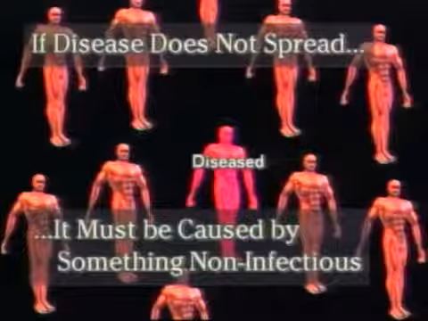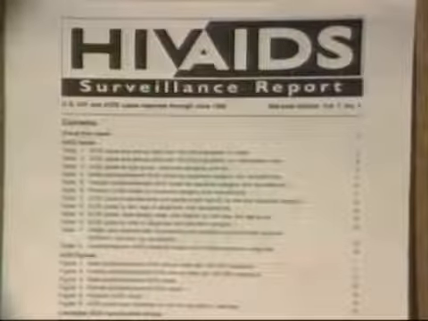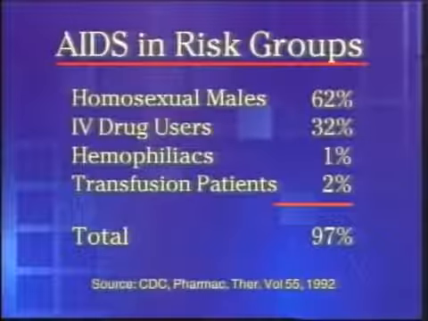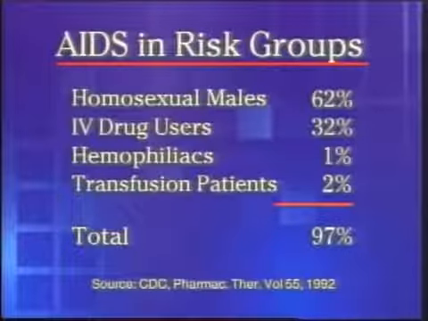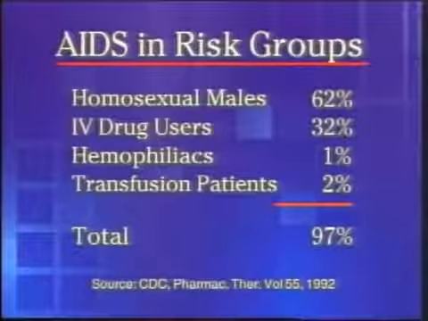When an infectious epidemic strikes, it begins in small clusters, then quickly spreads throughout the entire population. If a disease does not spread, it is not contagious and must be caused by something non-infectious. Figures compiled by the Centers for Disease Control confirm that AIDS is not spreading into the population at large and is locked in its original risk groups. Homosexual males, IV drug users, hemophiliacs, and blood transfusion patients make up 97% of all AIDS patients and have continued at that rate for over 10 years.